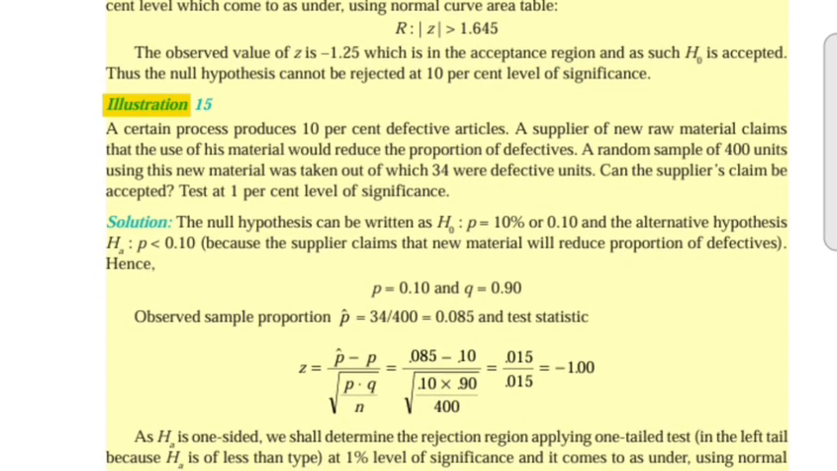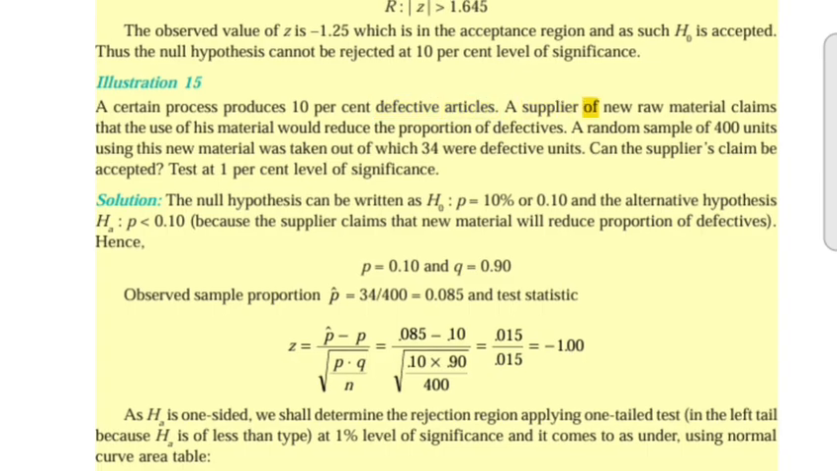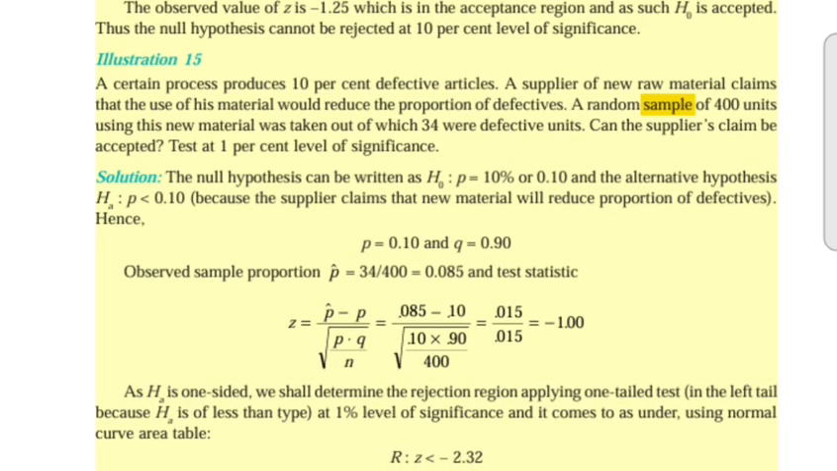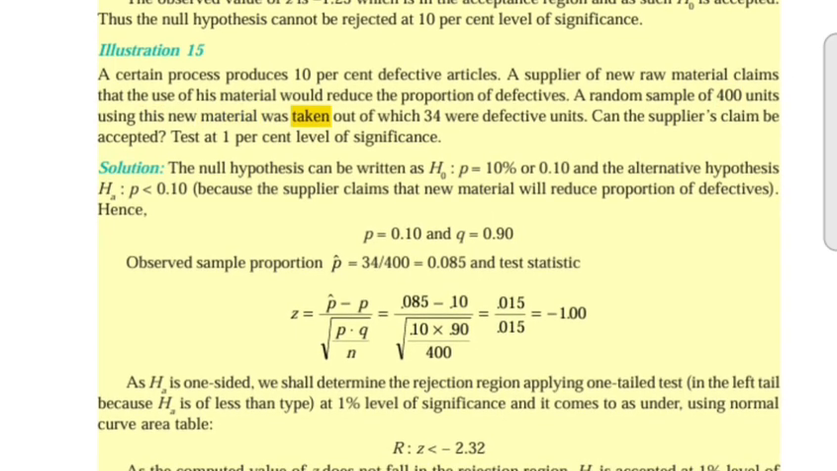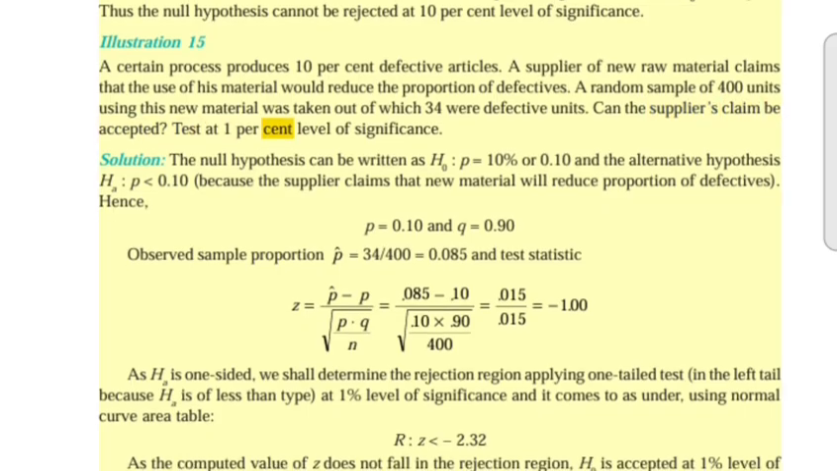Illustration 15. A certain process produces 10% defective articles. A supplier of new raw material claims that the use of his material would reduce the proportion of defectives. A random sample of 400 units using this new material was taken, out of which 34 were defective units. Can the supplier's claim be accepted? Test at 1% level of significance.